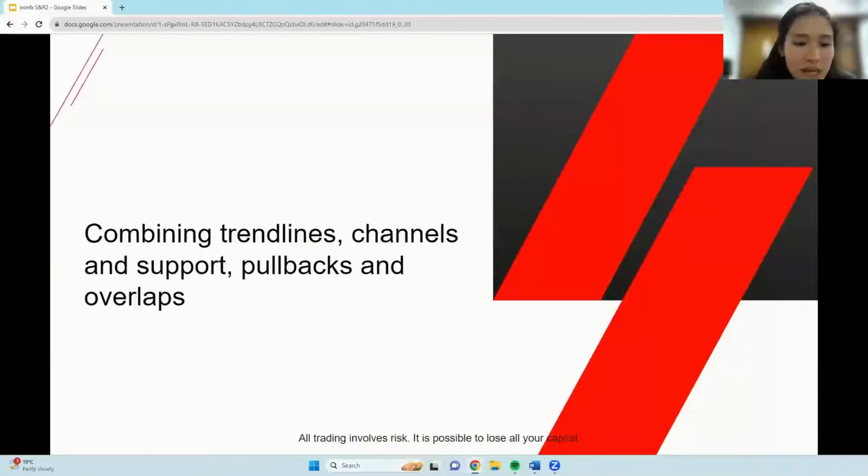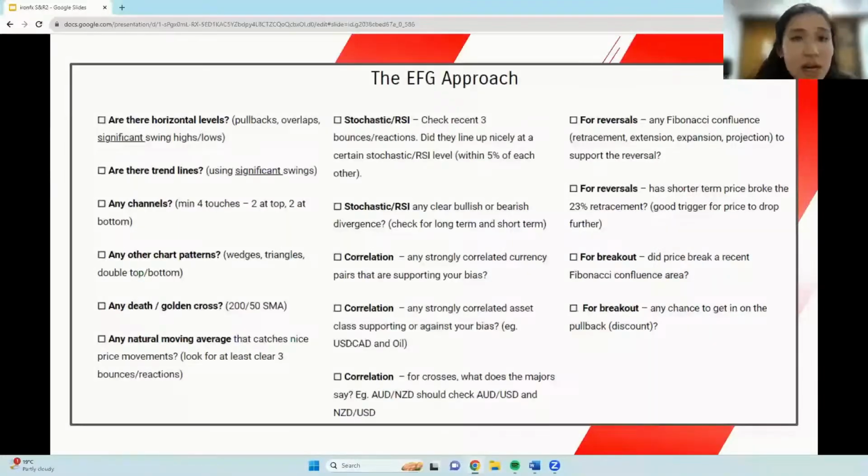Okay, now let's combine trend lines, trend channels, support lines, pullbacks, and overlaps. Here is just a checklist, so you can screenshot it if you want. I'm just going to get rid of my face. When I was starting out with technical analysis, this checklist was really helpful for me. It's just a list of things to look out for.